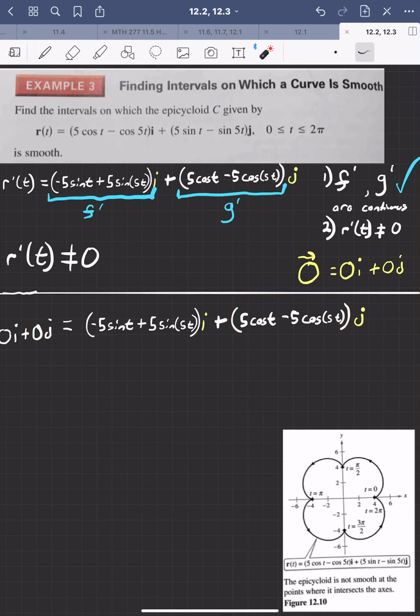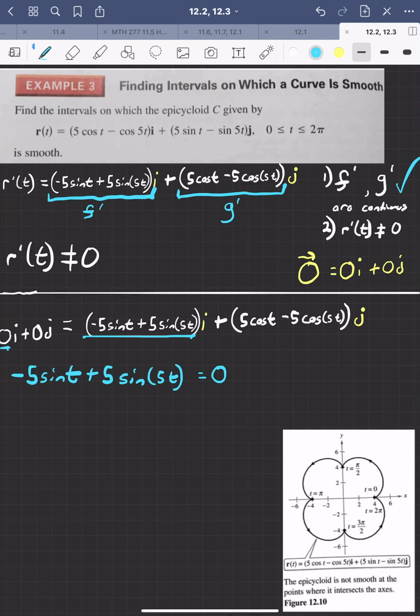This is going to take me just a second to unpack, so I'm only going to do the first part. I'll go ahead and write it: negative 5 sine of t plus 5 sine of 5t, and I want to set that equal to 0. So we're setting this component equal to 0.